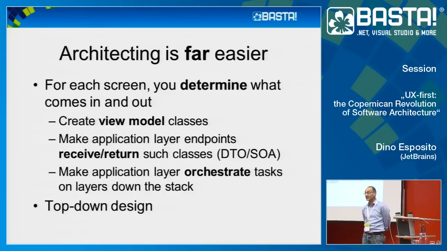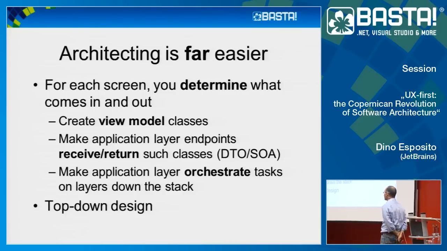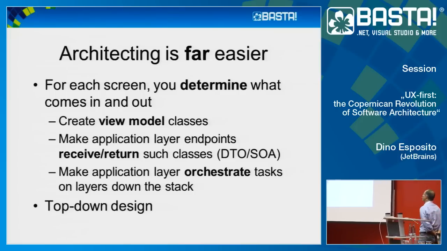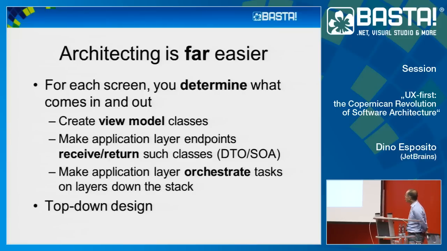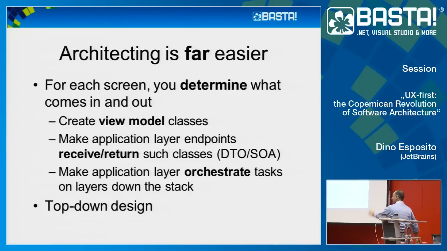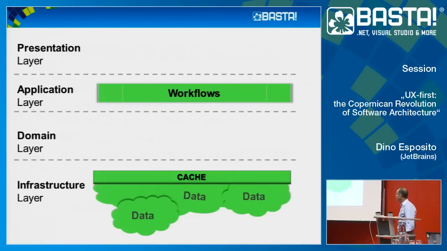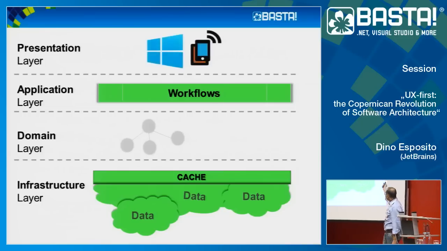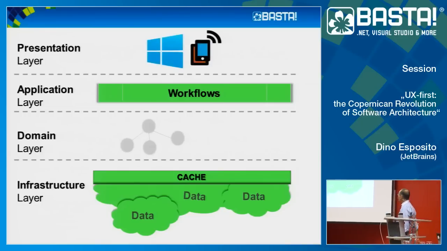I can have failure stories, but on the other hand, I'm truly convinced that if, for each screen, you can determine what comes in and out, then you can create view model classes out of that, and then you can connect to an endpoint, which is simply the application layer, and make these classes return exactly what the UI expects. If you make the application layer orchestrate tasks, if you start with a top-down design, you have fixed the application layer, and what remains is making sense of the domain layer.